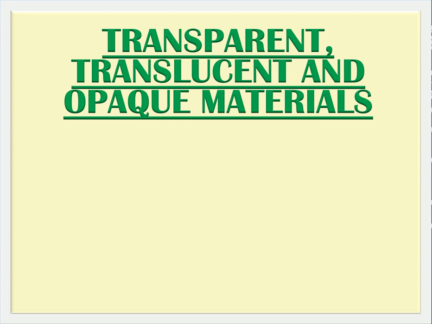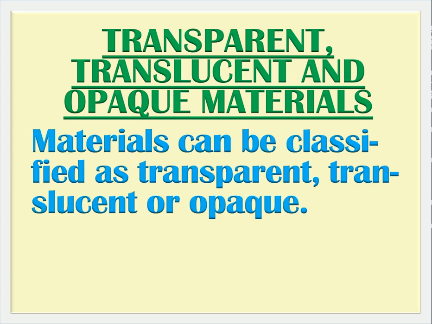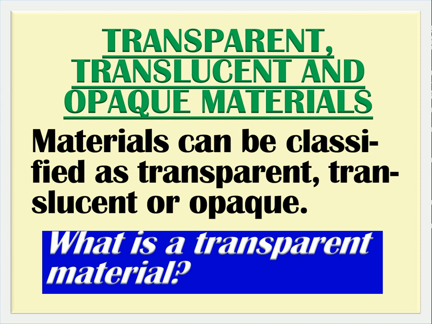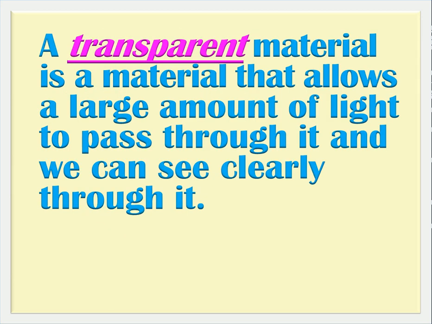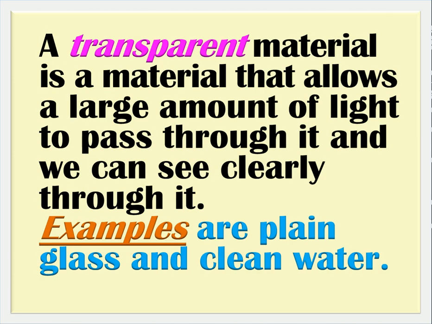Transparent, translucent and opaque materials. Materials can be classified as transparent, translucent or opaque. What is a transparent material? A transparent material is a material that allows a large amount of light to pass through it, and we can see clearly through it. Examples are plain glass and clean water.